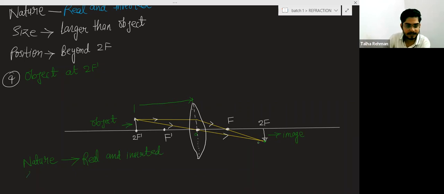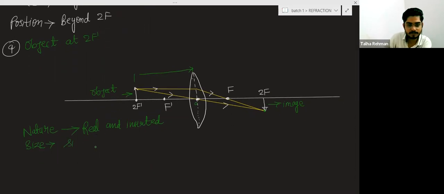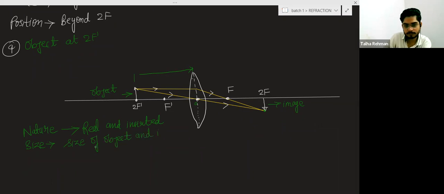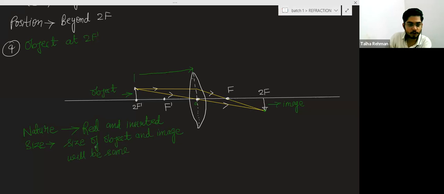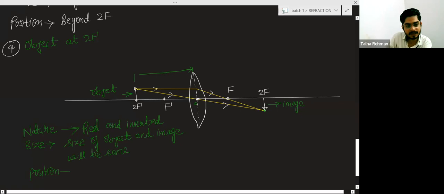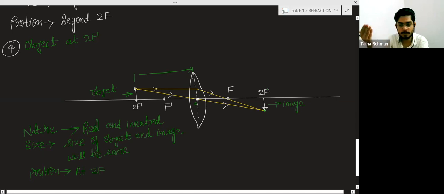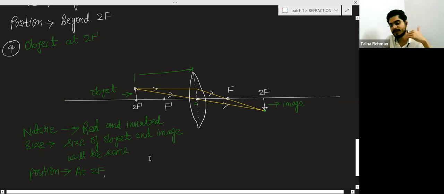Real and inverted. And talking about the size, remember, in this case, whenever you place the object at 2f, the size of the object and the image will be the same. This point you have to remember. Talking about the position, anyone can tell the position. This is very simple. You can see this image is forming at 2f, so you can write the position of the image, means the image is at 2f. Yes, same size of the object we are getting. So just copy this, all of you, and then we will discuss case number 5.